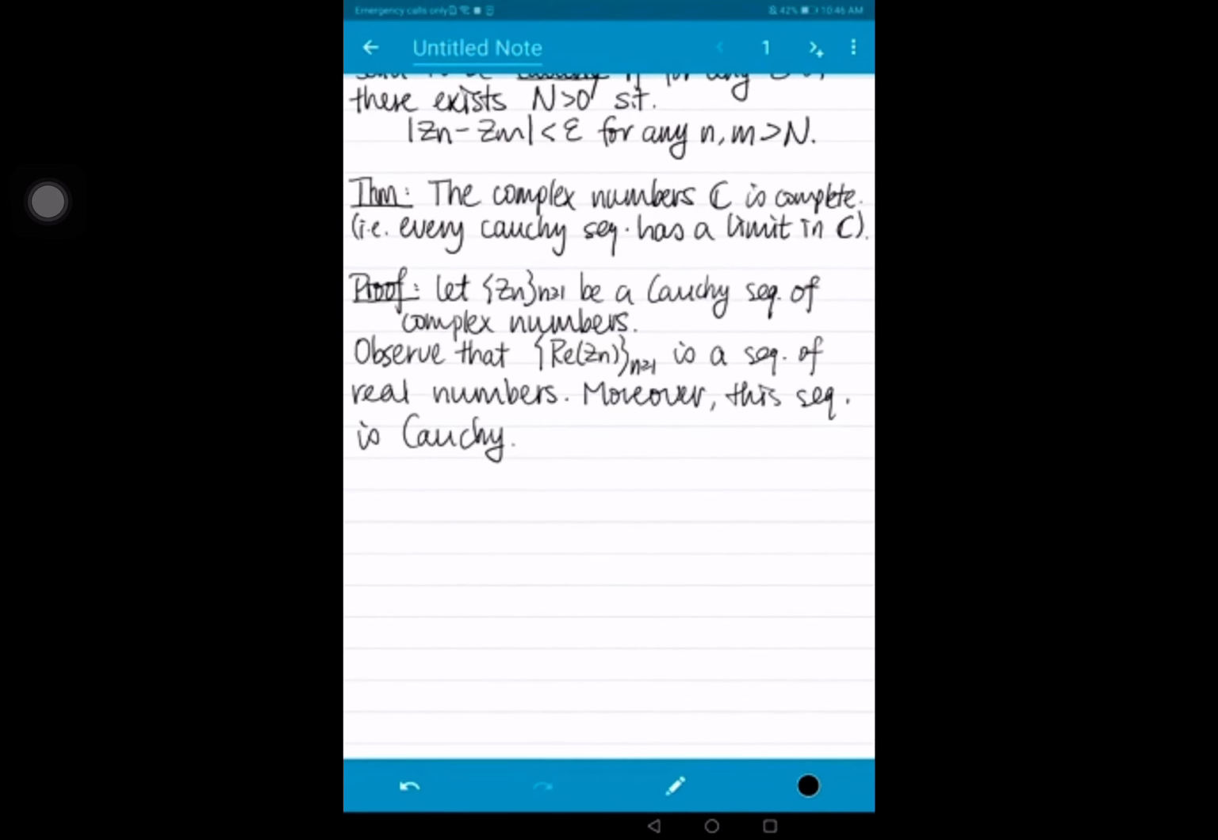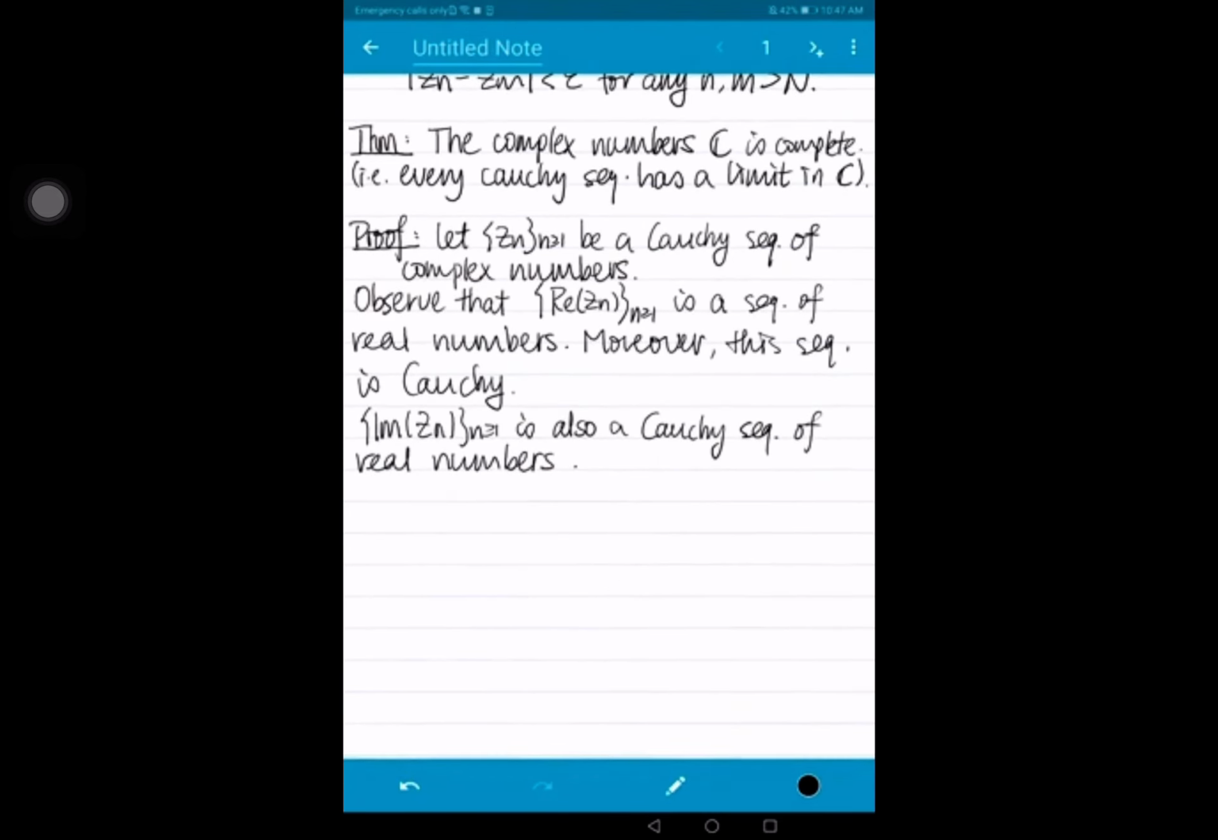So this is also true for the real part of the members in the sequence. If you take the real part of the members in the sequence, this is a Cauchy sequence of real numbers. And moreover, this is also true for the imaginary part. On the other hand, the imaginary part of z_n is also a Cauchy sequence of real numbers for the same reason. Now we want to use the fact that the real numbers are complete. That is to say, every Cauchy sequence has a limit in R.